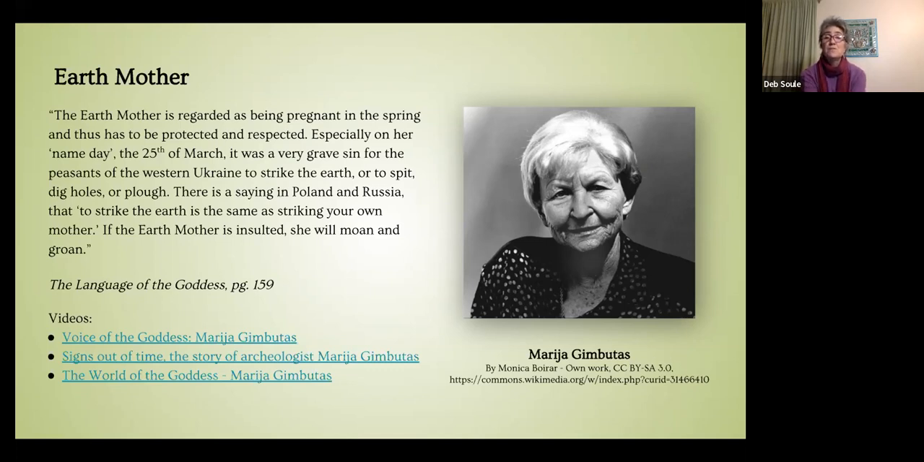The Earth Mother is regarded as being pregnant in the spring and thus had to be protected and respected, especially on her name day, the 25th of March. It was a very grave sin for the peasants of Western Ukraine to strike the earth or to spit, dig holes, or plow. There is a saying in Poland and Russia that to strike the earth is the same as striking your own mother. If the Earth Mother is insulted, she will moan and groan.